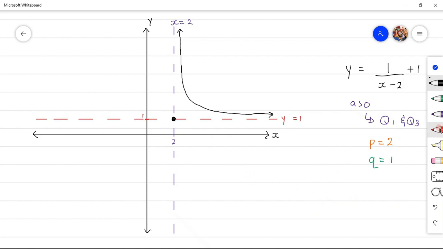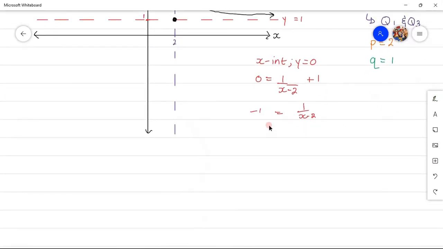So let's start. Our x-intercept is when y is 0. Let's substitute y as 0, solve for x. That's going to be negative 1 equals 1 over x minus 2. From here, I'm going to swap. I'm not going to use the previous method that I used because I feel like swapping is easier. So I'm going to swap the denominator on the right with the numerator on the left. So that's going to be x minus 2 equals 1 over negative 1.